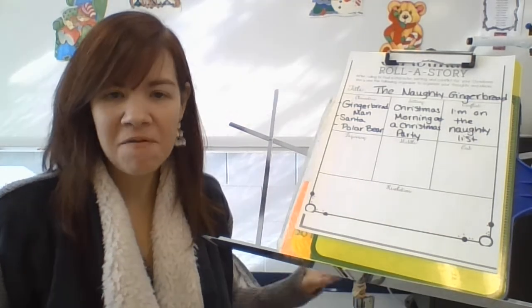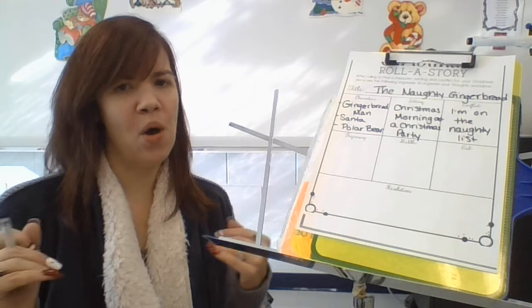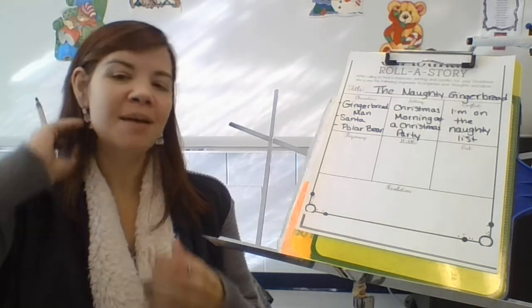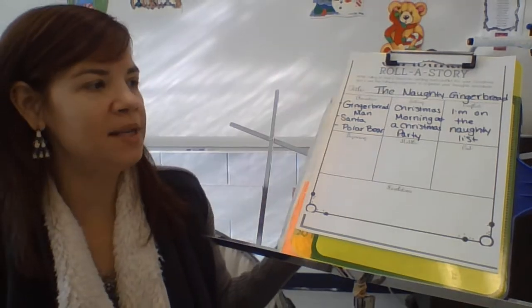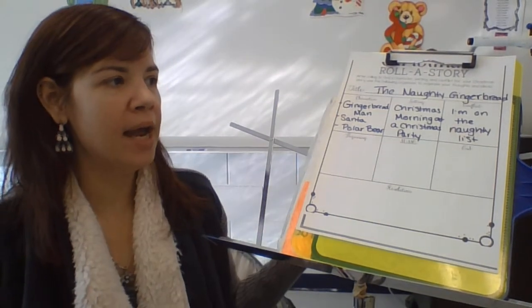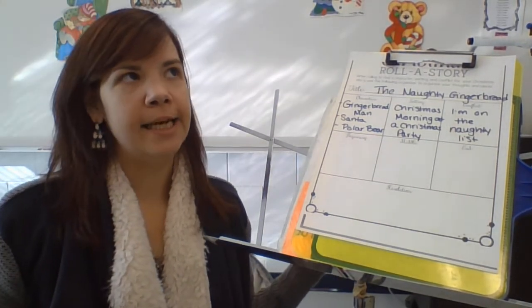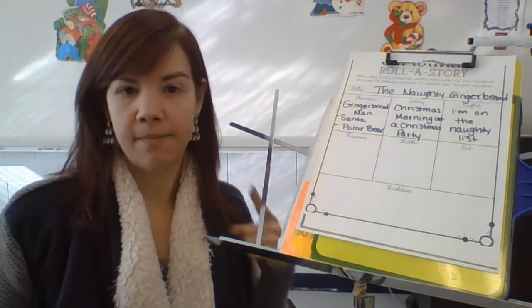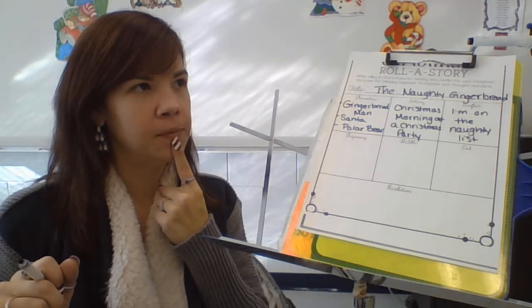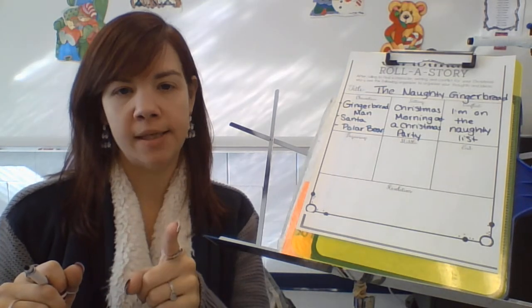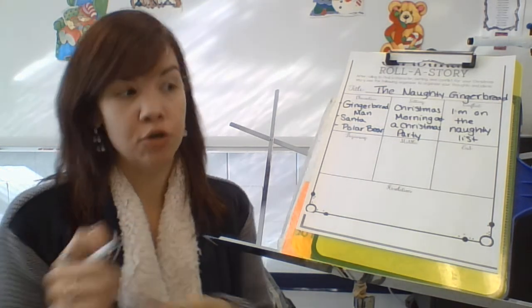Now, is this my full complete story? No. This is where I'm coming up with that brief idea of what do I want my story to happen, or what do I want to happen in my story? Okay, so let's see. If the gingerbread's on the naughty list, he probably had to do something to get there. So my gingerbread stole all the frosting from the gingerbread village.